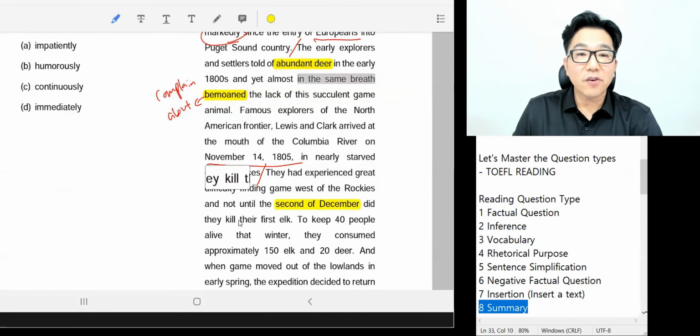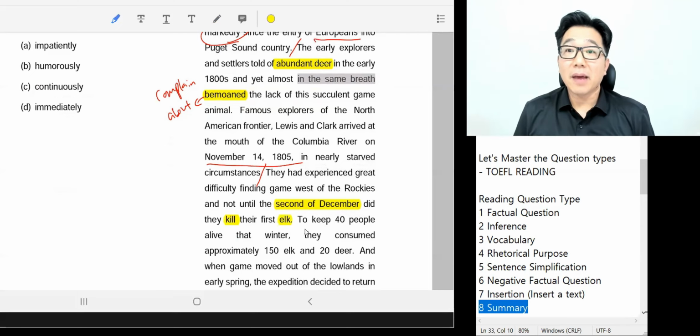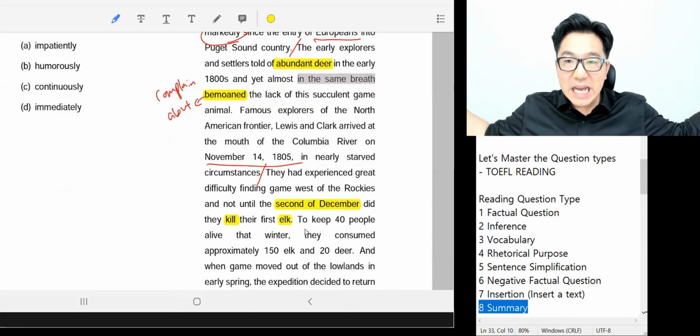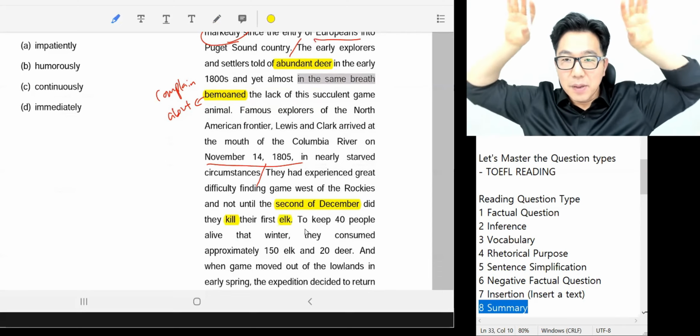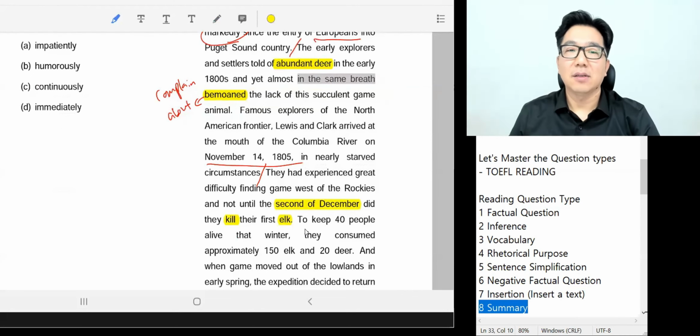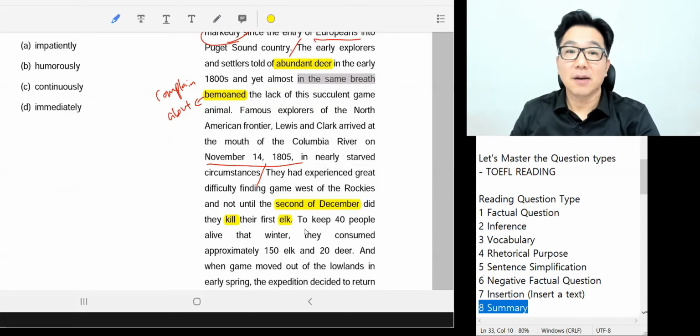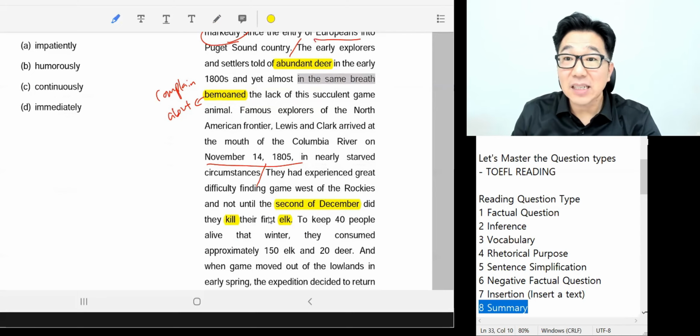Did they kill their first elk? Elk is slightly different to deer, or biologically a type of deer. It's bigger than deer. It's a type of deer, if I may say that. Okay, so elk is a big deer with very big antlers on it, like horns on it. So a bigger deer that looks a little bit different to deer, with very, very big horns, antlers on it. Okay, so in this context, it's a type of deer.